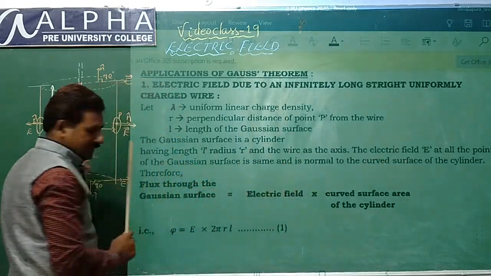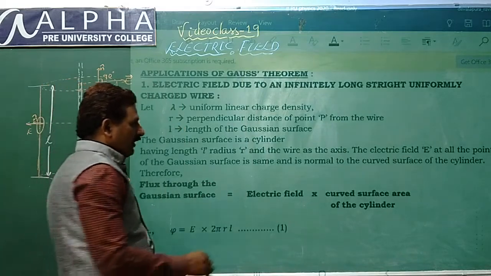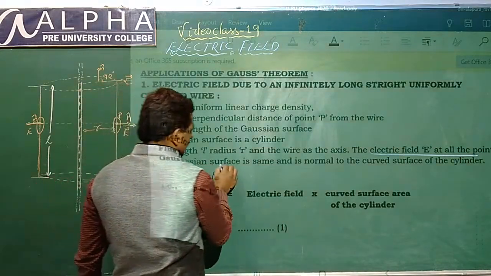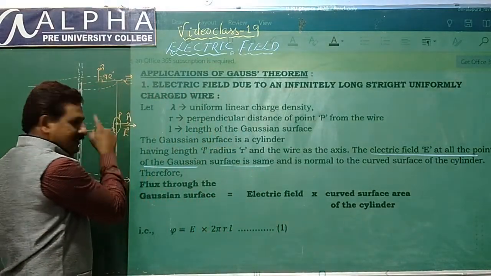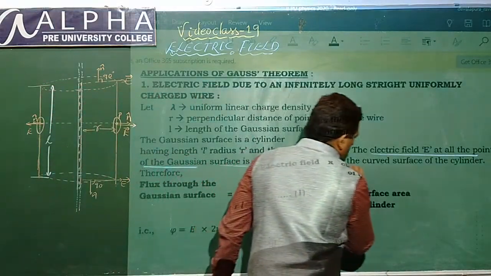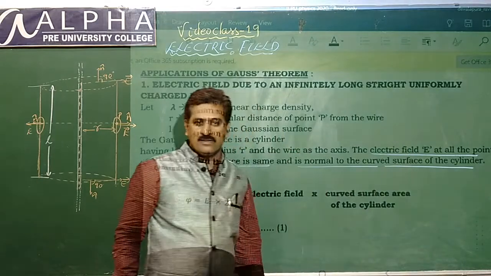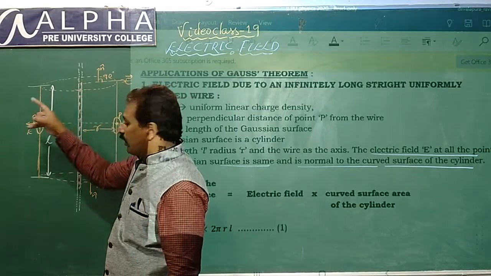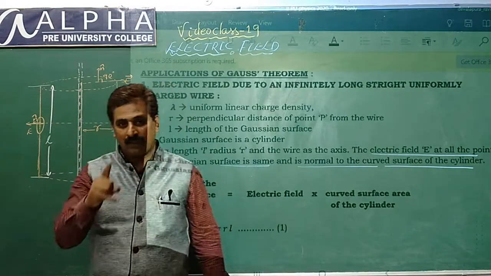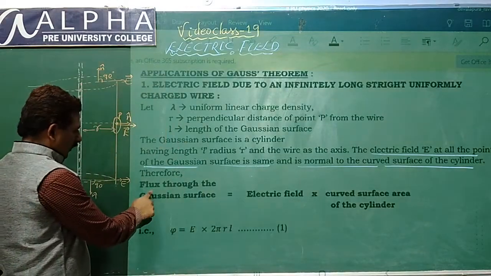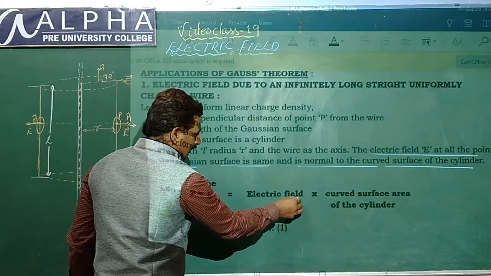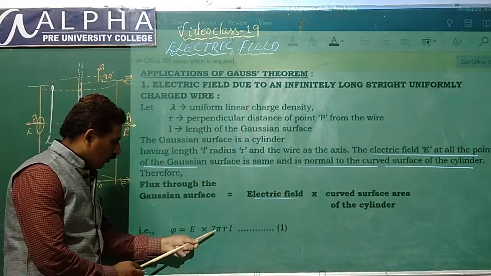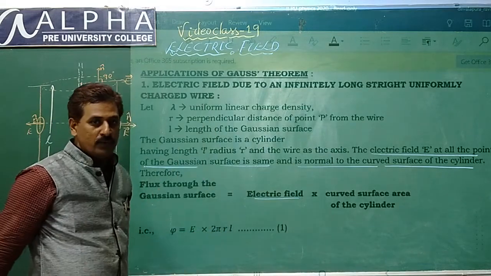The electric field at all points, this is a very important point, students. Electric field at all points of the Gaussian surface is same. Why same? Distance same. That is symmetry. Same, and is normal to the curved surface of the cylinder. Electric field is normal to the curved surface and has same value all around because distance is same. That is symmetry. Next, the flux through the Gaussian surface, electric field at one point into curved surface area of the cylinder. That is E into, what is the surface area of a cylinder? 2 pi RL, that you know the formula, right?